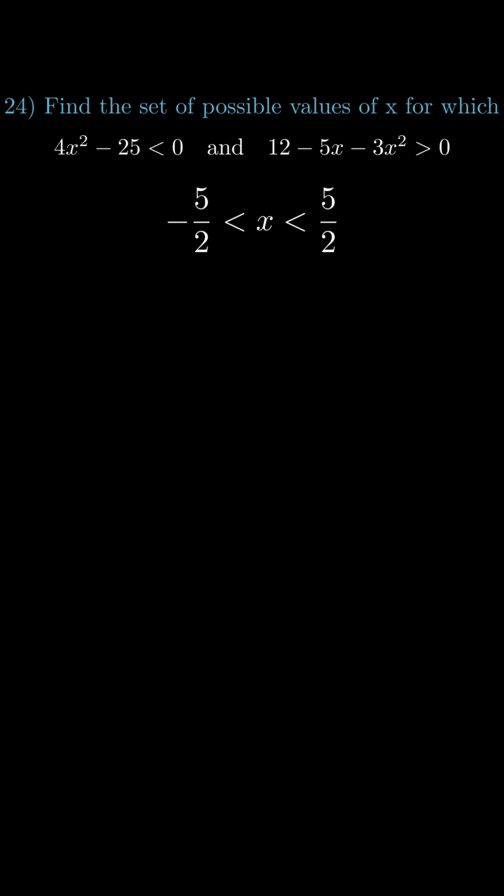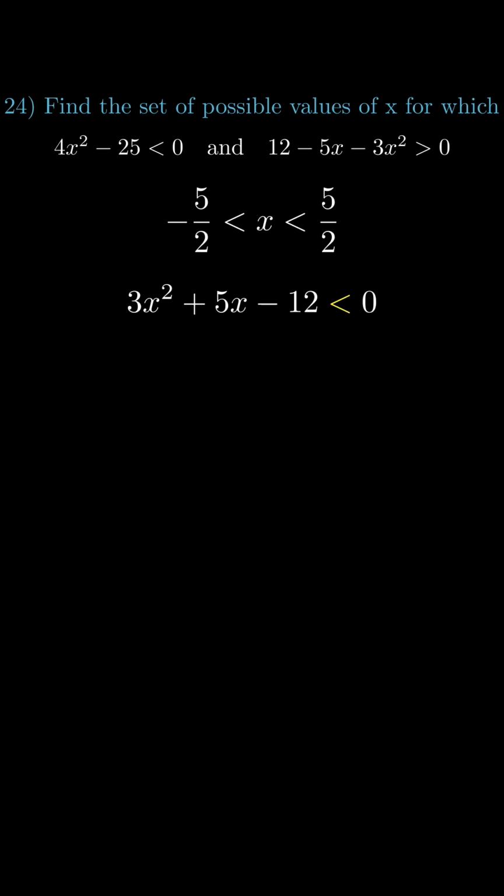Looking at the second inequality, 12 minus 5x minus 3x squared is greater than 0. To make it easier to work with, we're going to flip the sign for all the numbers, or multiply everything by minus 1, which then gives us 3x squared plus 5x minus 12. Now remember, when you do that, you also have to change the sign. So then this is less than 0.